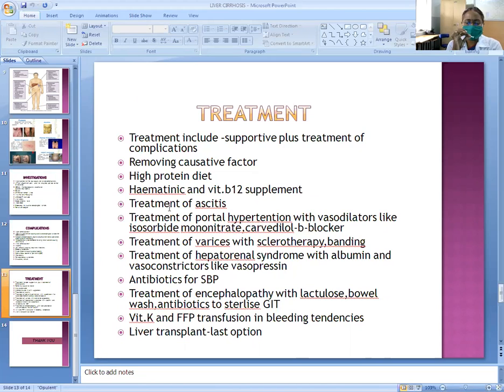Vitamin K and FFP, because there is deficiency of clotting factors which are used in the extrinsic pathway. So fresh frozen plasma provides you the clotting factors, and vitamin K. Then liver transplant, that is the last option in liver cirrhosis. So this is the treatment of liver cirrhosis: supportive plus treatment of complications.